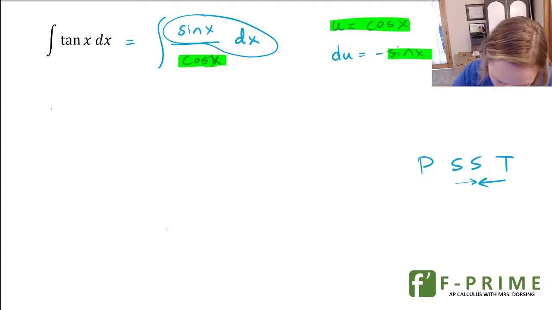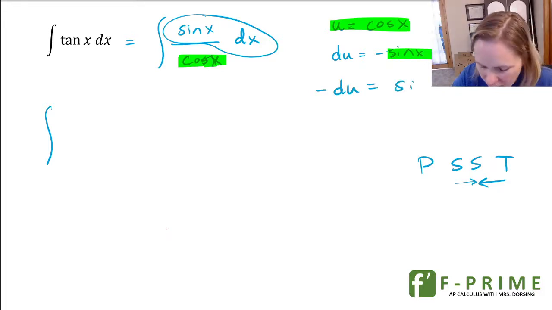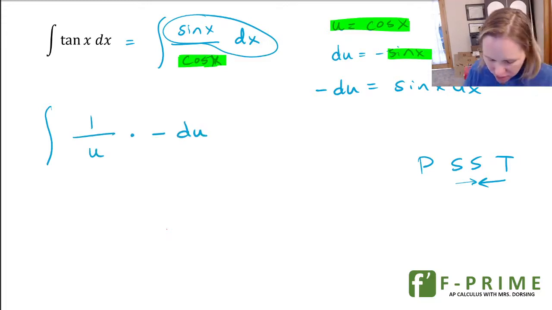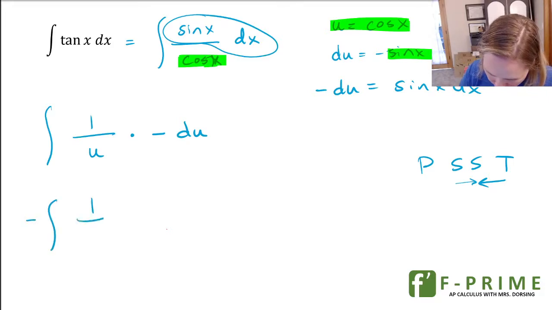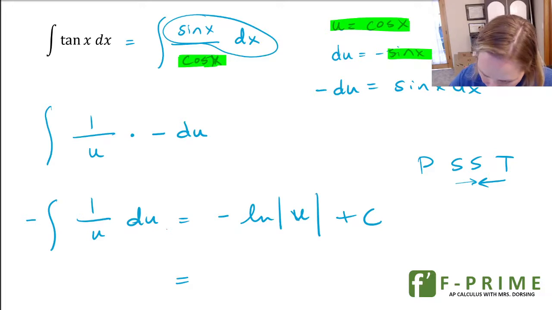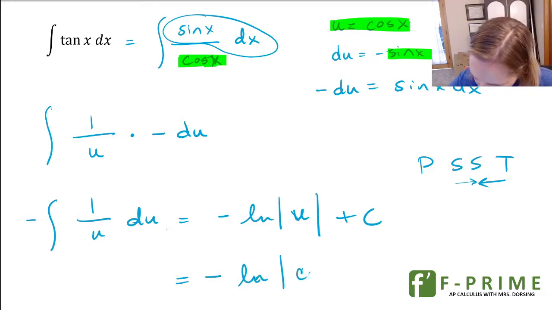So this allows me to have negative du is going to be sine of x dx. I'm going to move the negative sign over. So this allows me to have 1 over u times negative du. So I'm going to put the negative in front. And the integral here is going to be negative natural log of the absolute value of u plus c. Well, the absolute value of u is just, what did we say, cosine of x plus c.